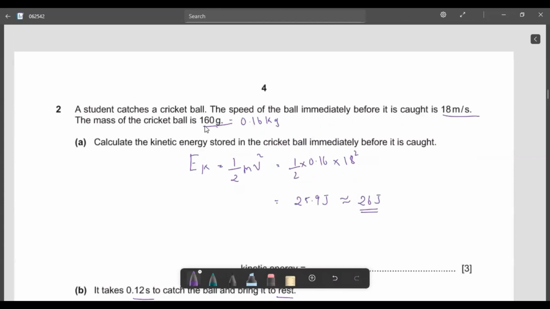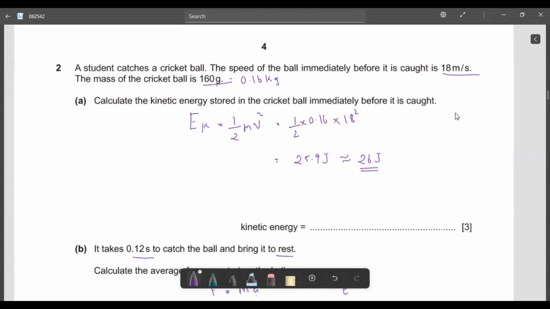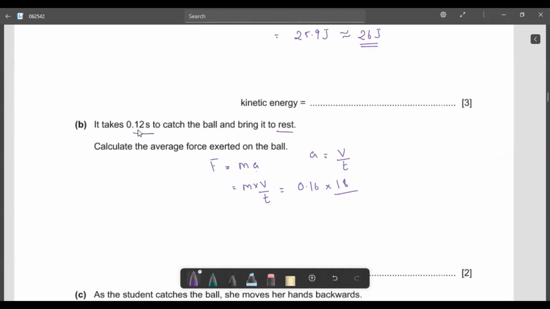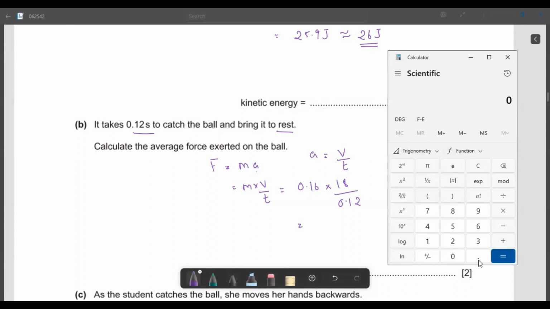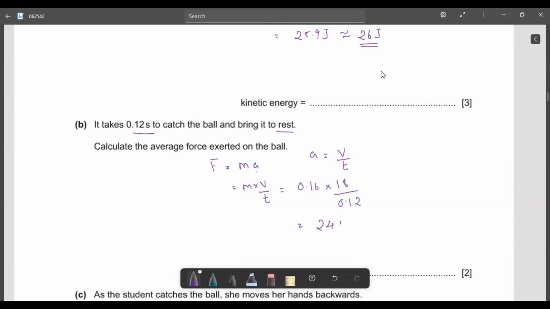Mass was given as 160 grams, that is 0.16 kilogram, and speed of the ball is 18 meters per second and time is given as 0.12 second. So substitute it: 0.16 into 18 divided by 0.12. The answer is 24. So you can write the answer as 24 newtons.